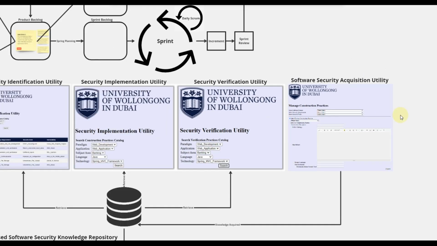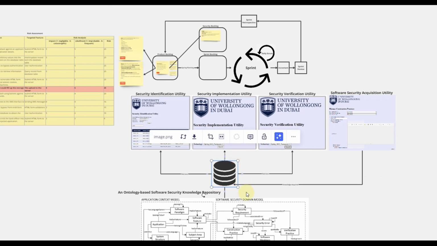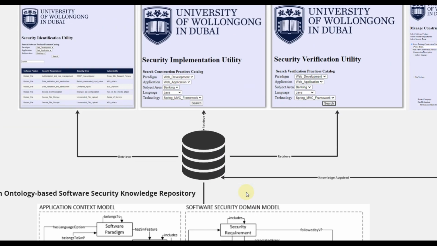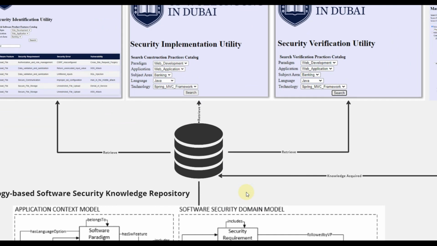The initial population of the knowledge management system starts with identifying knowledge sources that may include security standards, guidelines, best practices, vulnerability databases, security experts, or internal security documentation within your organization. Then, extract relevant information from the identified knowledge sources, which may involve manual extraction from documents or databases.